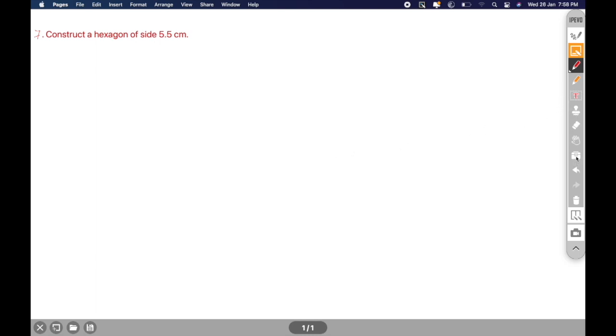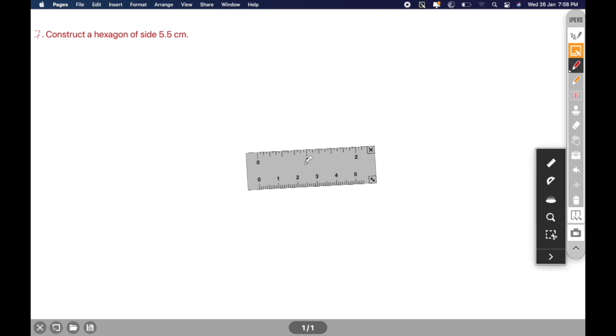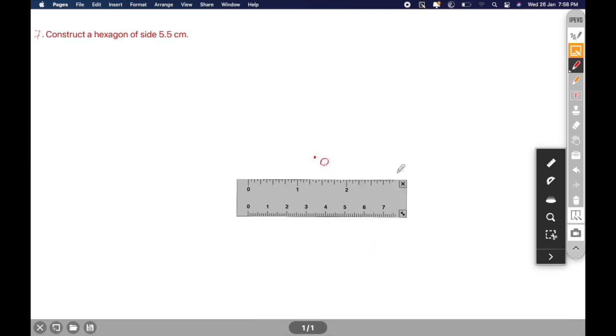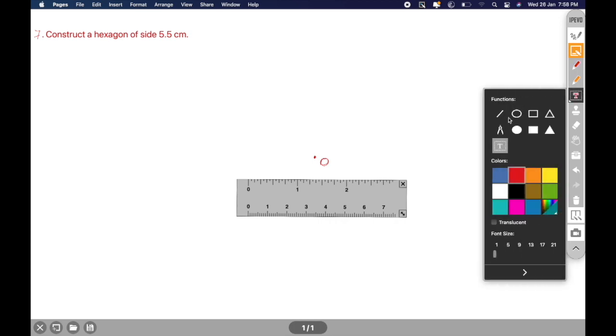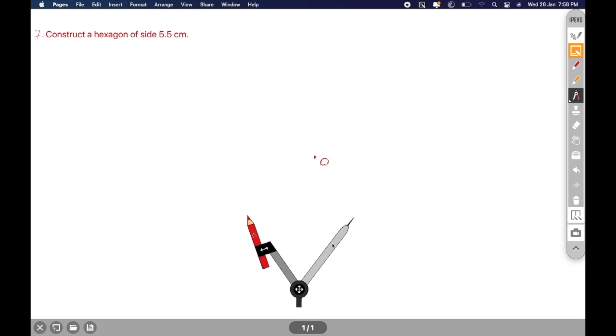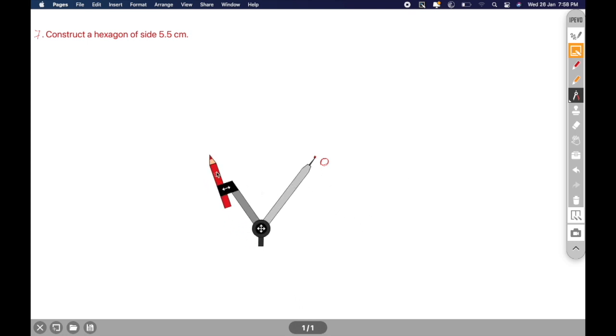First of all, using a compass and a ruler, we will measure 5.5 centimeter and mark a point O. So let us measure 5.5 centimeter with the ruler and a compass. This is 5.5 centimeter. Now with O as center, we will draw a circle.